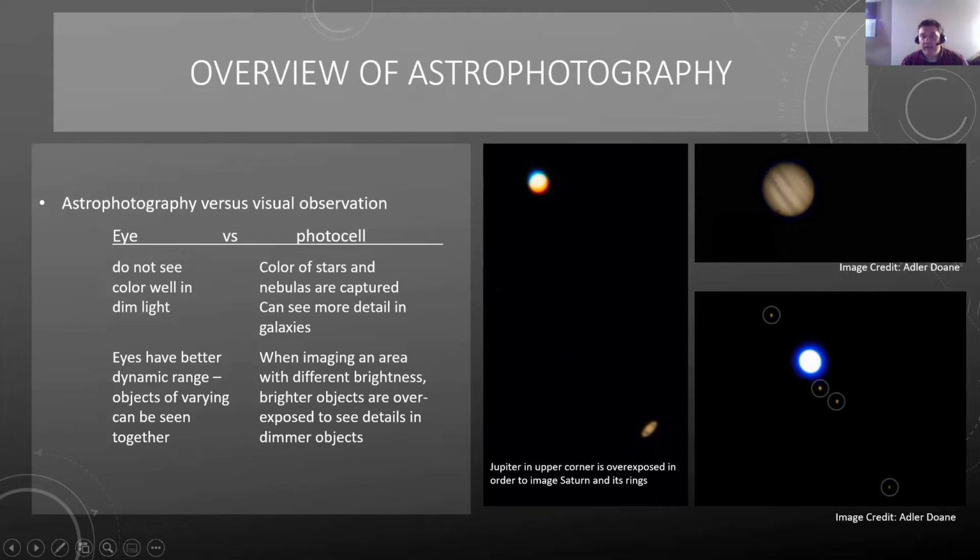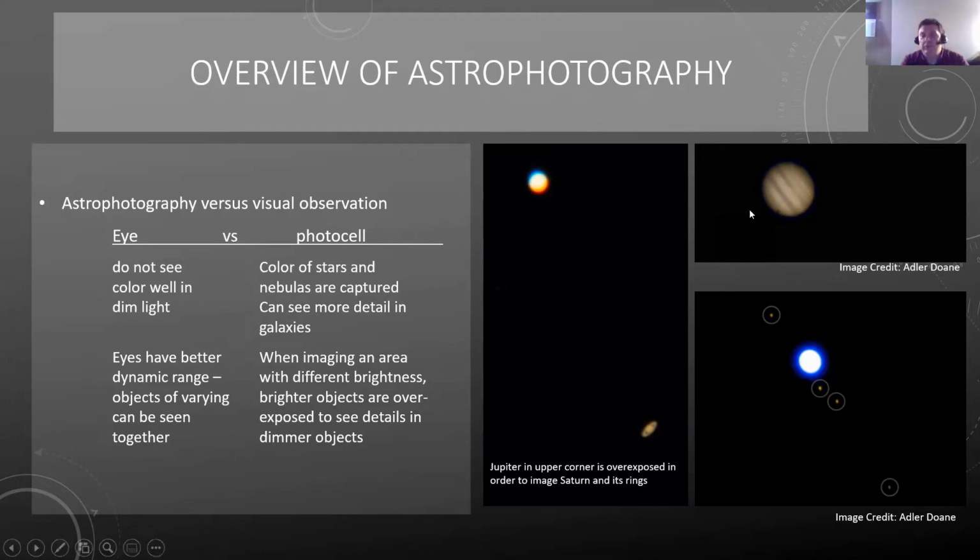But when I was trying to take a picture of the two, to get Saturn's rings to not look like ravioli or a planet with ears, I had to overexpose Jupiter, where you're basically seeing a blob of light. If you look through a telescope with your eye, you would be able to see both the cloud bands of Jupiter as well as the rings of Saturn in the same eyepiece without having to adjust the focus.